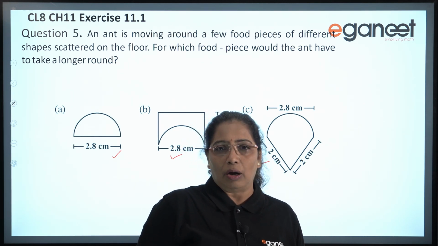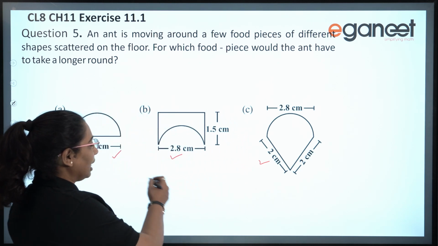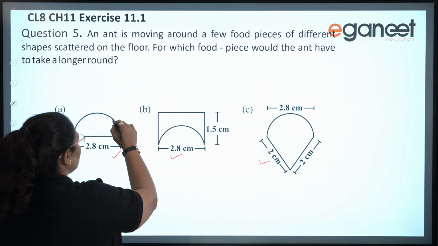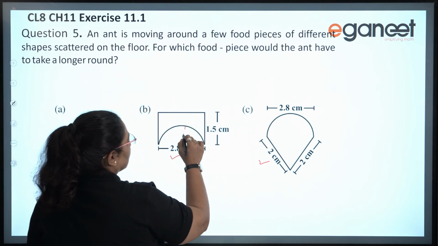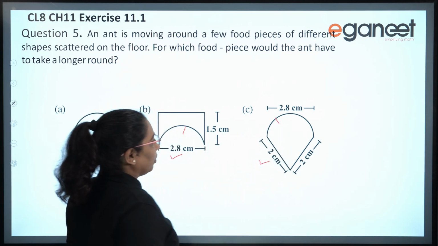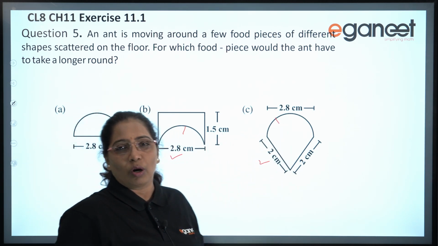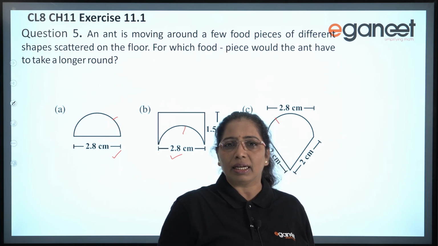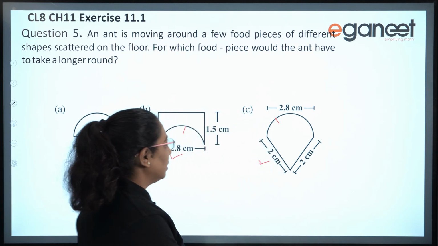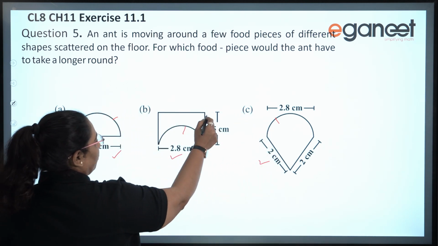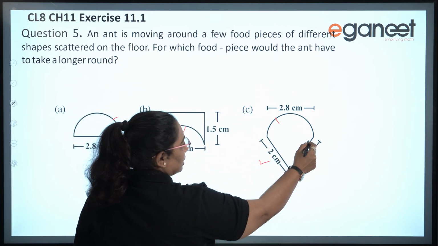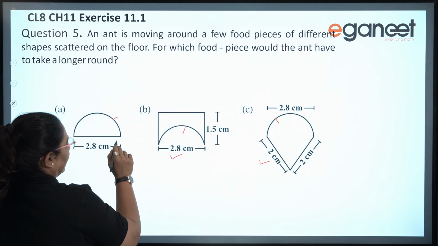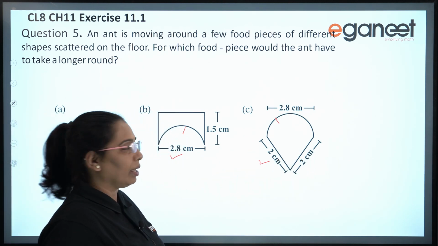Okay. Now, can you see one thing? Can you notice one thing? That each figure is having a semicircular region. Okay. So, what we need to find out? We need to find out the perimeter of this semicircular region as well as the other segments of this particular figure, right?